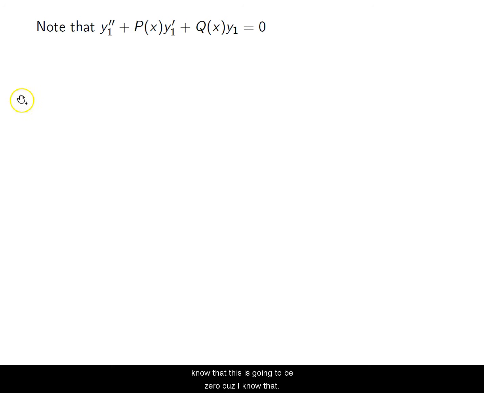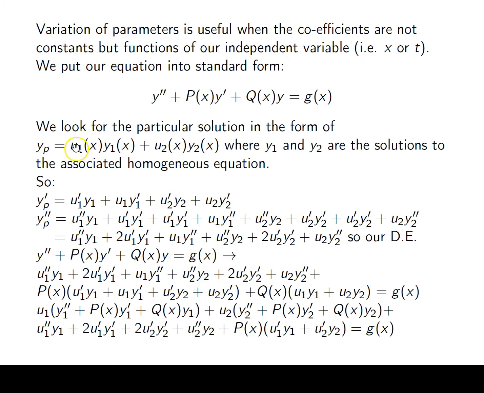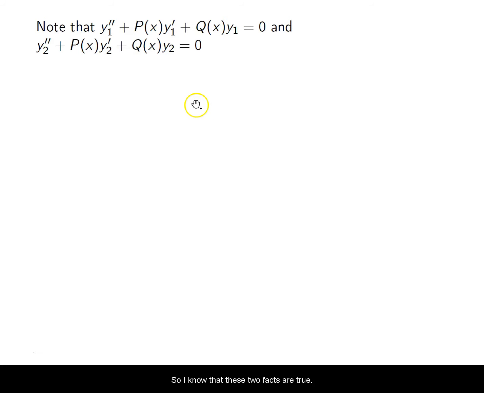So on this next line, I know that this is going to be 0 because y1 is a solution to the homogeneous portion. So if I plug y1 in, this is 0. If I plug in y2, this also goes to 0. So I know that these two facts are true.